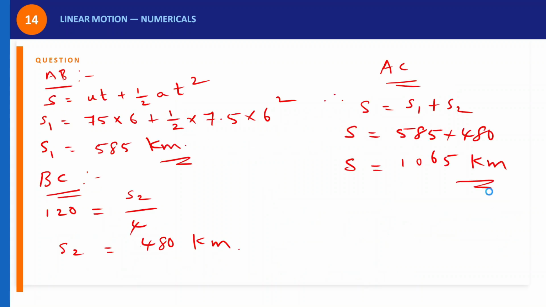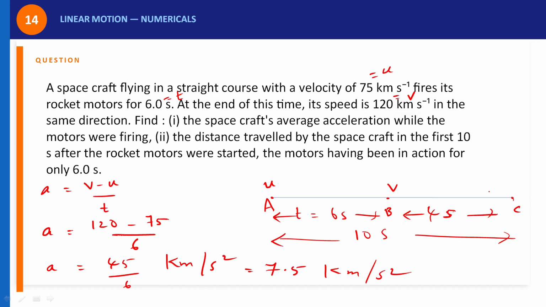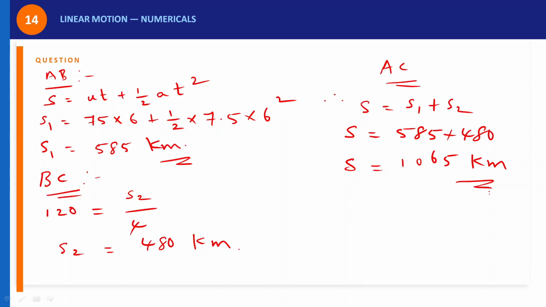From the diagram, I have taken the case A to B and then B to C. Finally, I found A to C. So for A to B, using the kinematic second equation, s equals ut plus half at square, I found 585 kilometers. B to C is uniform velocity, so speed equals distance by time, distance equals speed into time. That is 480 kilometers.